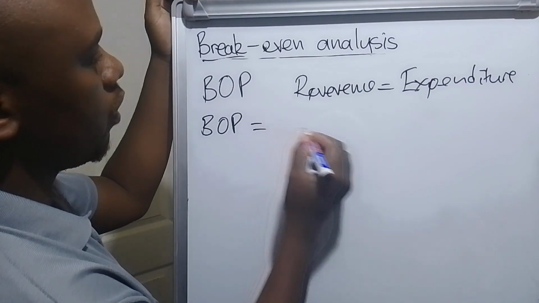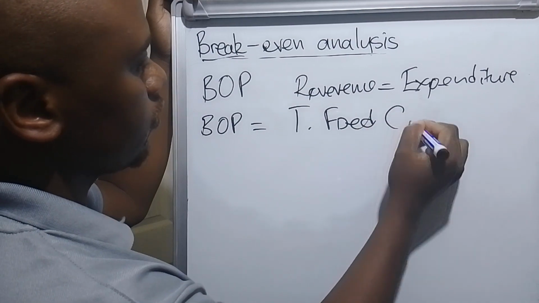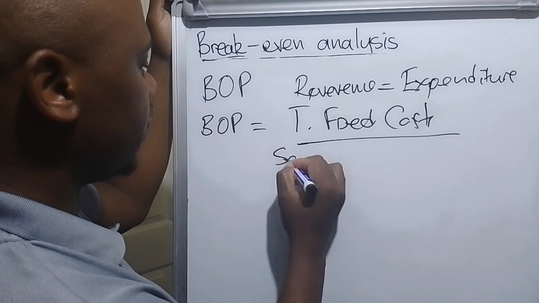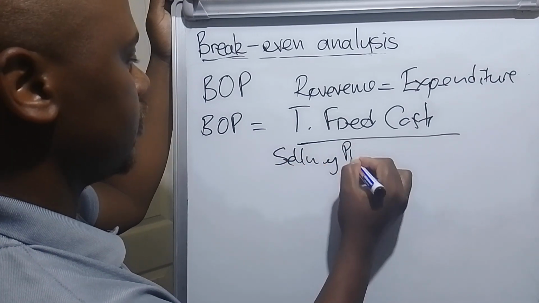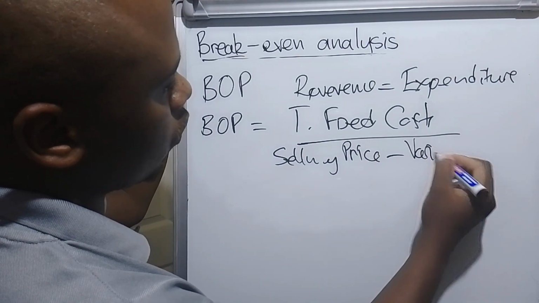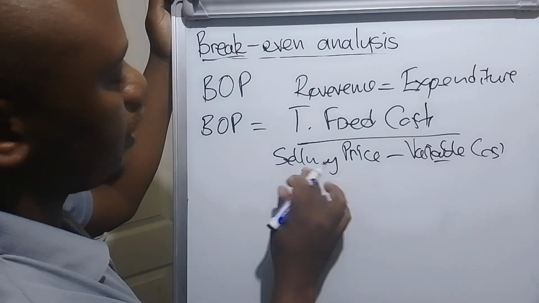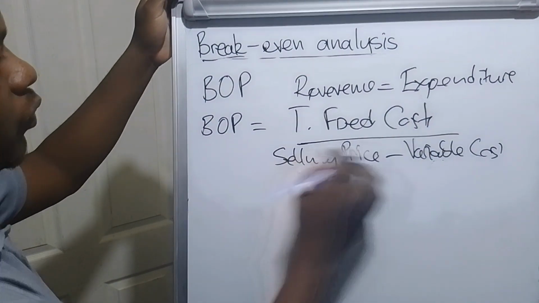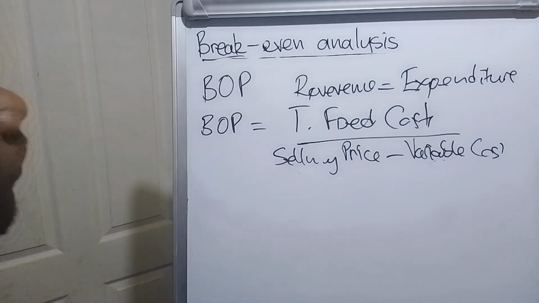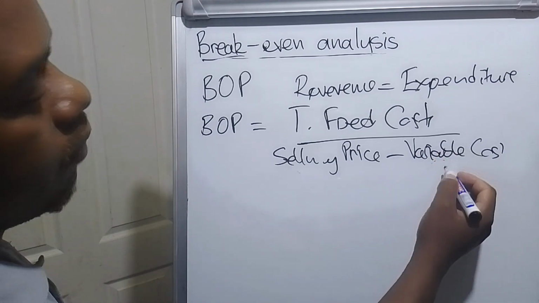So we said BEP is equal to total fixed costs over selling price minus variable cost. These two elements are per unit. So always remember these two elements are per unit, and the amount that you get there is in units. Let's look at this formula: selling price minus variable cost.